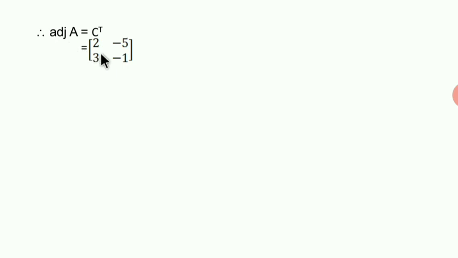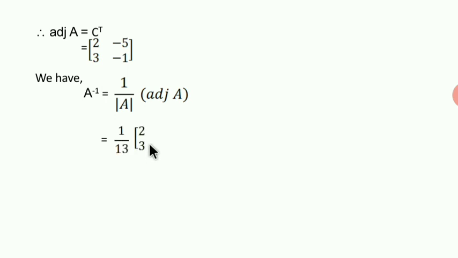Now once we get here adjoint A, we can find the A inverse by using adjoint method. So we know that A inverse is equal to 1 upon determinant A into adjoint A. Put here the corresponding values. Determinant A is 13 and adjoint A is this matrix. So it is equal to 1 upon 13 multiplied by the matrix [2, -5; 3, -1]. This is our required inverse of given matrix.